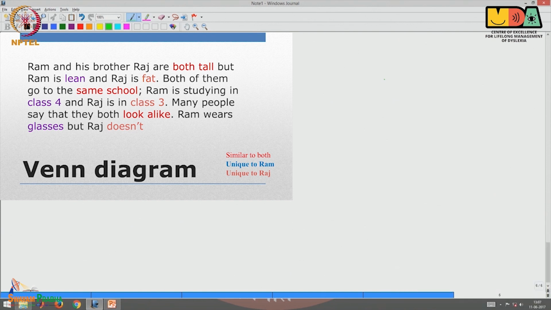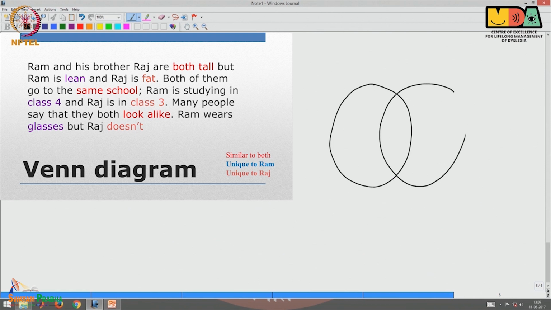So, I am going to draw two circles. One circle I mark as Ram and the other circle I mark as Raj. The first sentence says Ram and his brother Raj are both tall. So, both tall means it is a common characteristic of both Ram and Raj. So, I am going to put tall in the intersecting area.